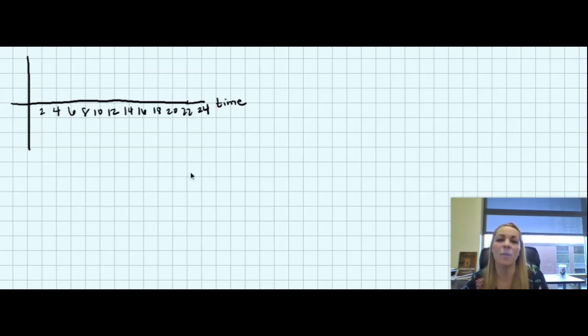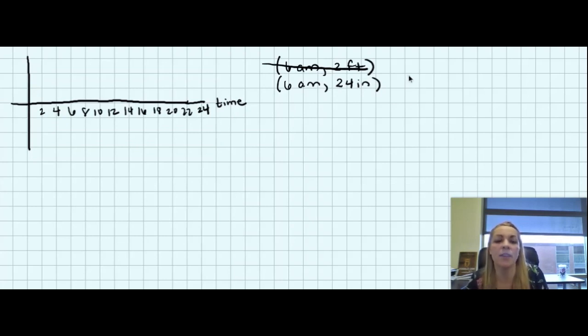The other piece of information we're given is the height, and they want the height in inches. The first data point we're given is that at 6 a.m., it reaches a height of 2 feet. But this problem is asking for it in inches, so I'm going to go ahead right away and convert this 2 feet into 24 inches. So I'm not going to use this.